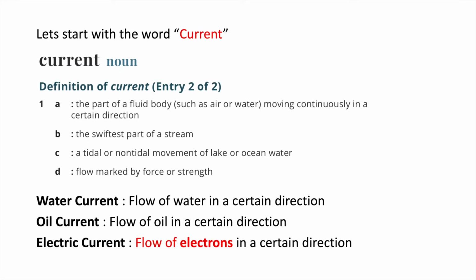Let's start with the word current. If you search for the definition or meaning of the word current in Google, you can see this. The definition of current is that it is something moving continuously in a certain direction. Now we can compare the words water current, oil current and electric current. What is water current? It is the flow of water in a certain direction. Oil current means flow of oil in a certain direction. Then what is electric current? Yes, it is the flow of electrons in a certain direction.